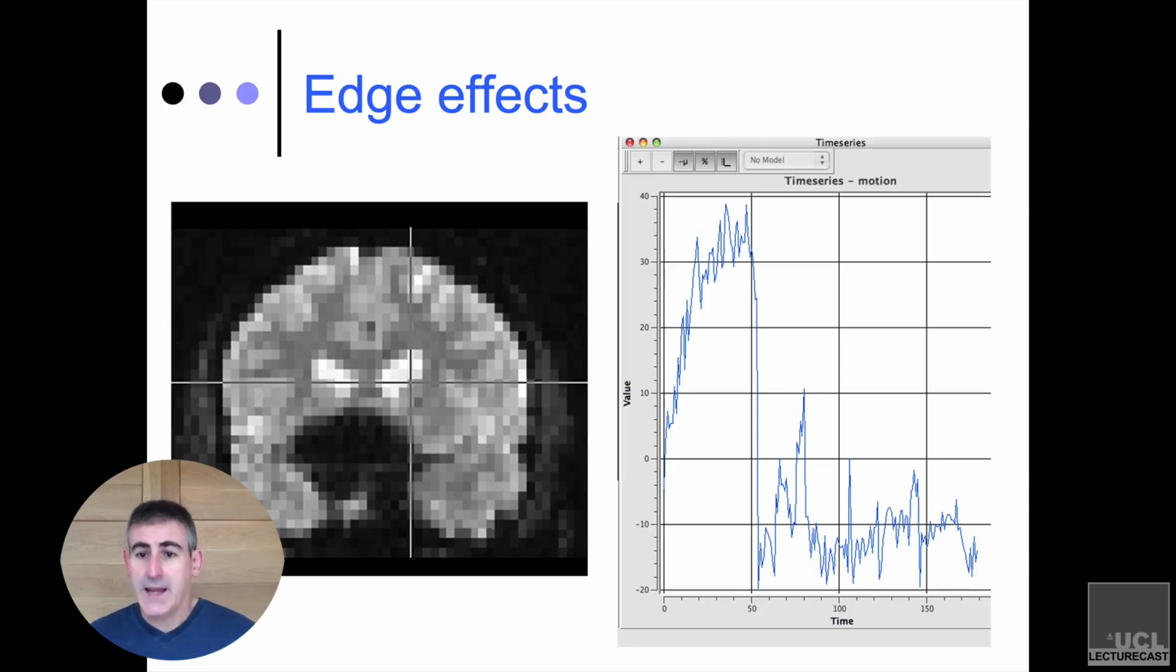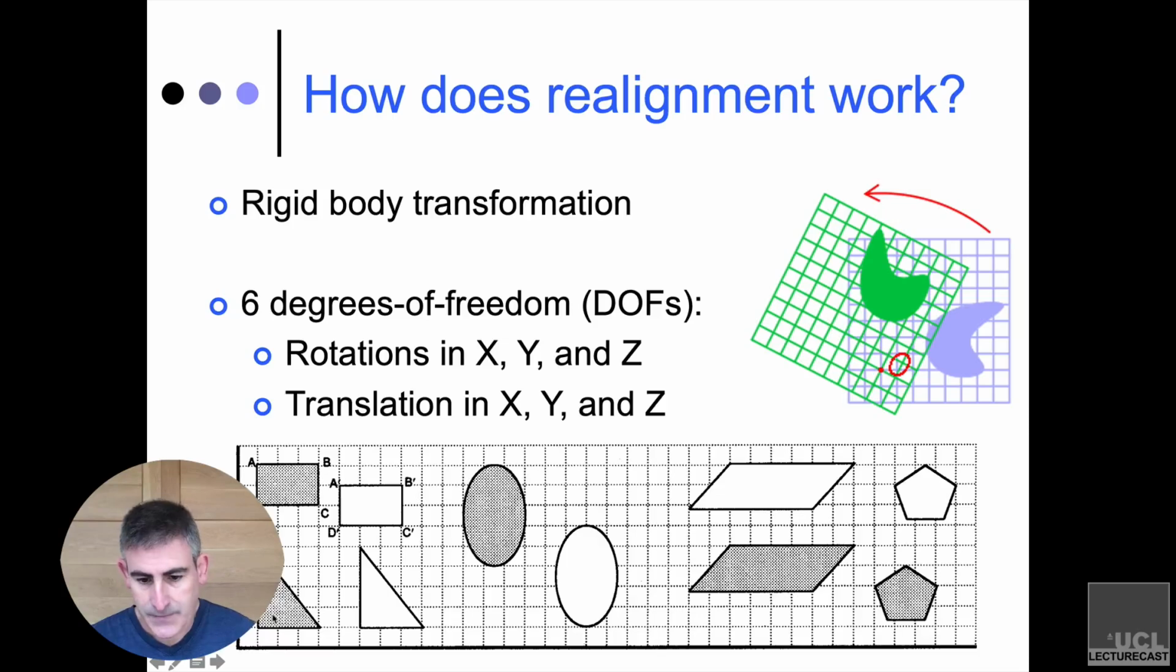And I don't need to know anything at all about the nature of the paradigm that this person was performing to know that this is a problem. The data are problematic because of this rather excessive head motion. So the way we deal with that is we begin by trying to estimate how much head motion is there and what was the nature of that head motion.